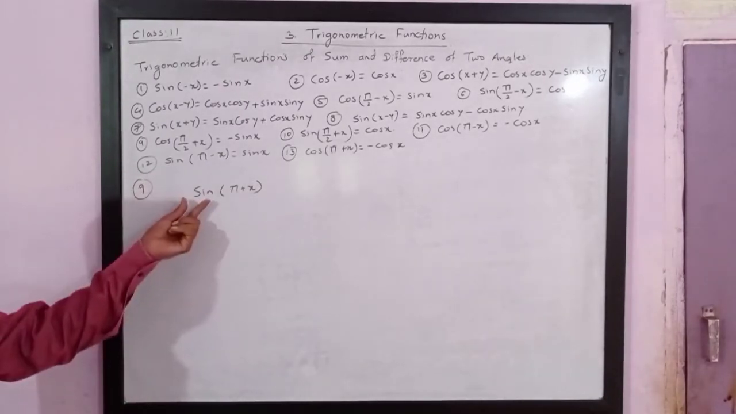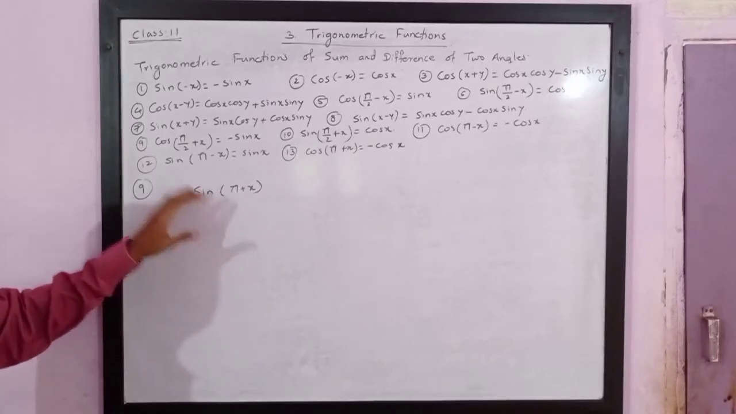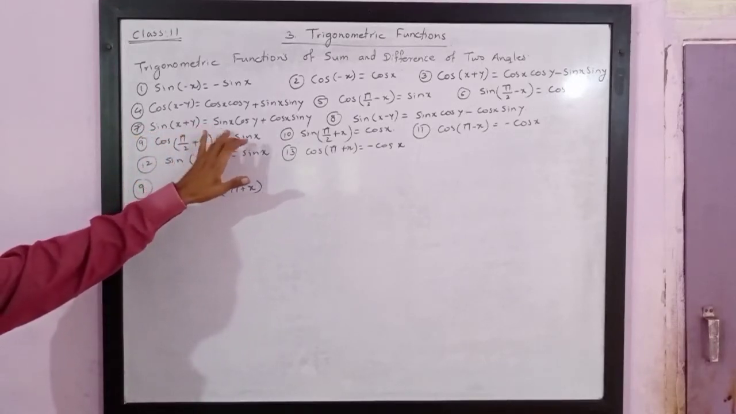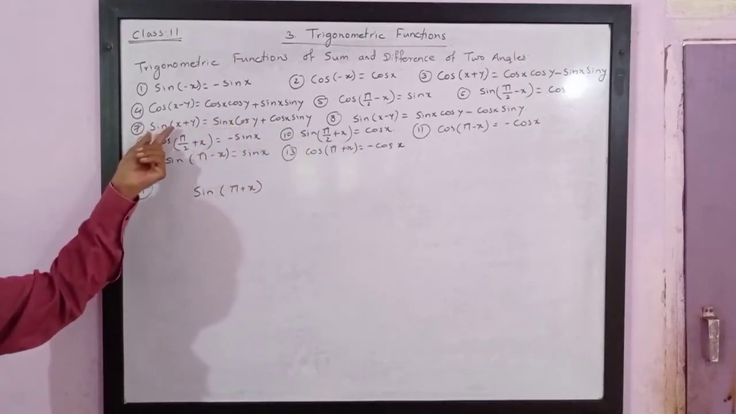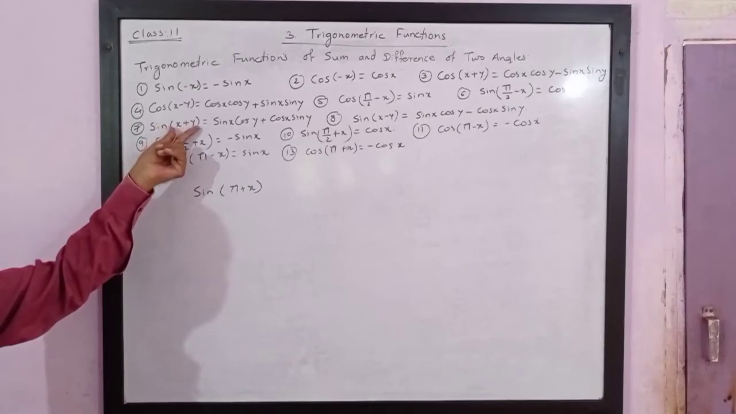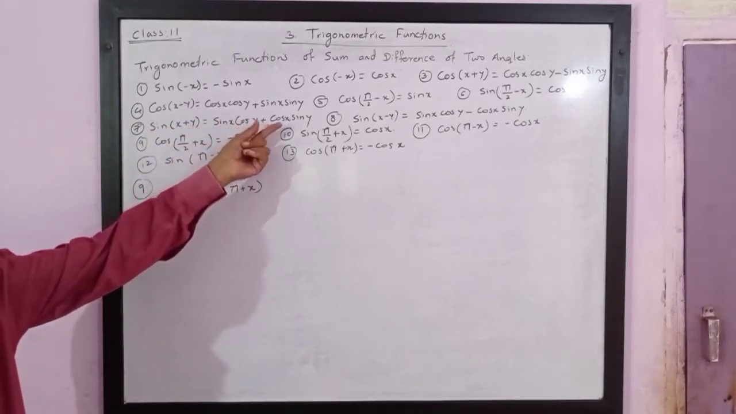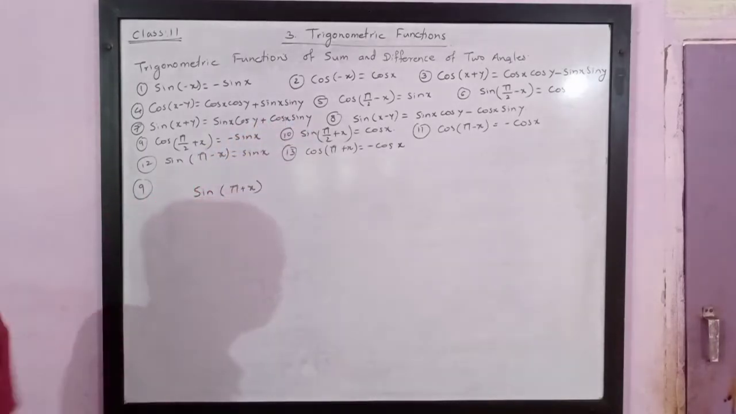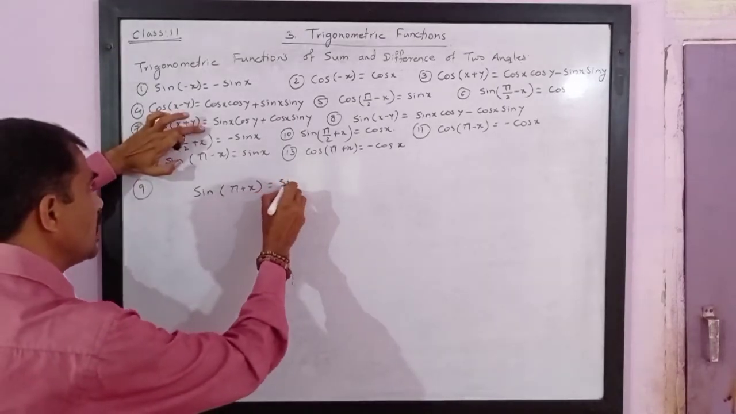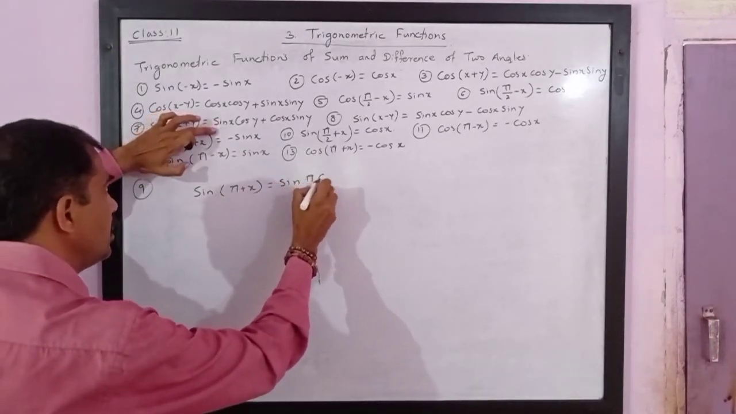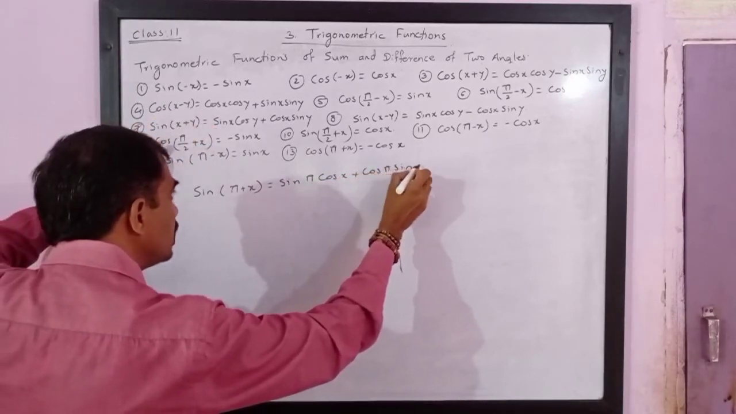Dear friends, next is sin of pi plus x. For this, we are going to use the identity sin of x plus y is equal to sin x cos y plus cos x sin y. This means the sum of the two angles is equal to sin of first angle into cos of second angle plus cos of first angle into sin of second angle. So sin pi plus x is equal to sin pi into cos x plus cos pi into sin x.